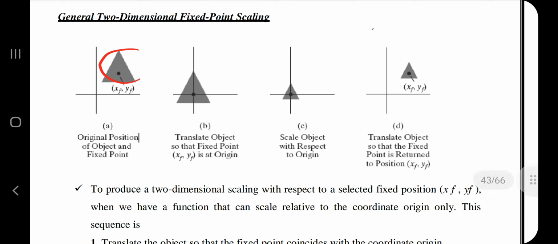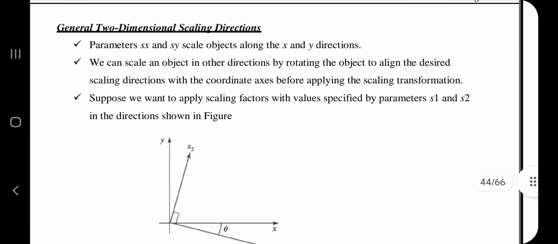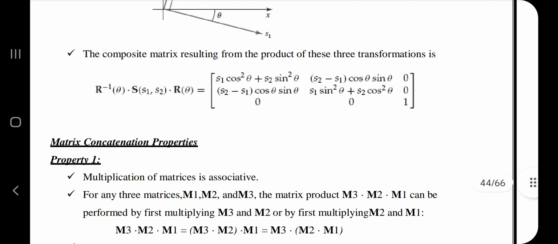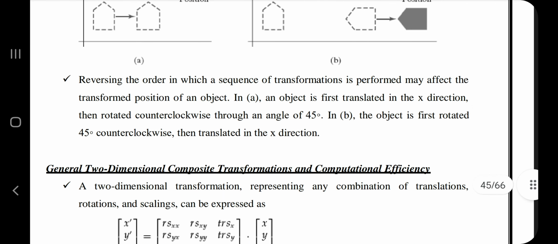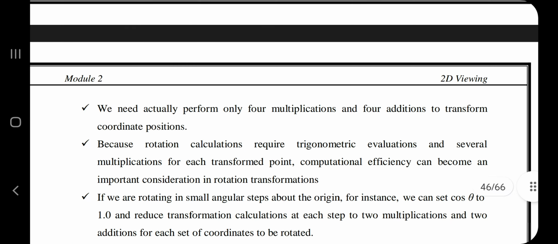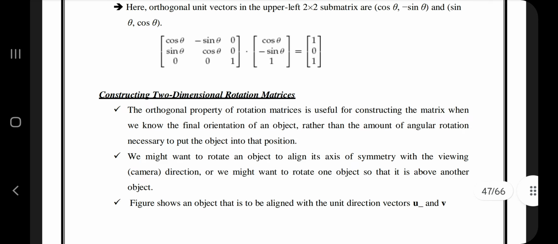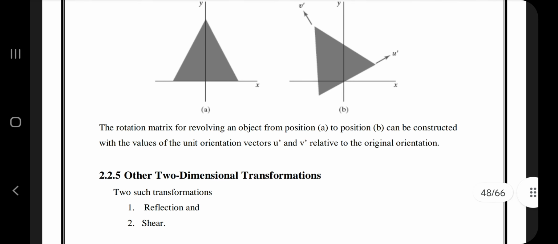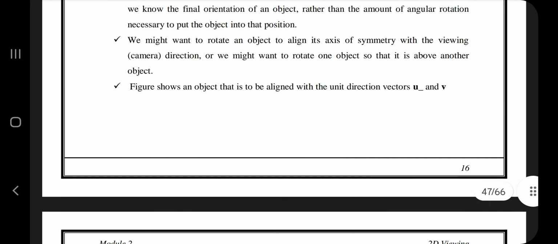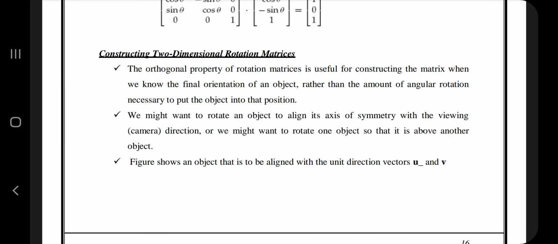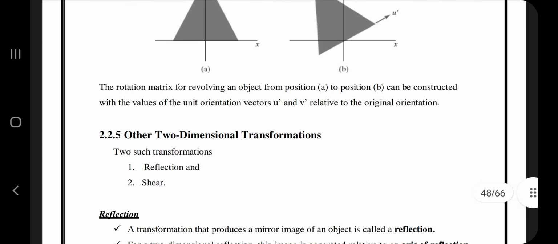Fixed point scaling is also the same thing. Translate it to the origin, scale it, then retranslate it. Okay. And general two-dimensional scaling directions, this is not a much repeated question. Matrix concatenation properties, general two-dimensional transformation computational efficiency: this is just for your knowledge, but the exam doesn't ask much regarding these topics. Rigid body transformation is also the same thing. It's not much asked. Constructing two-dimensional rotation matrices. Okay. So those were the concepts regarding the general pivot point and general scaling, fixed point scaling. And in the numerical I will discuss how to actually perform those calculations using matrix values.